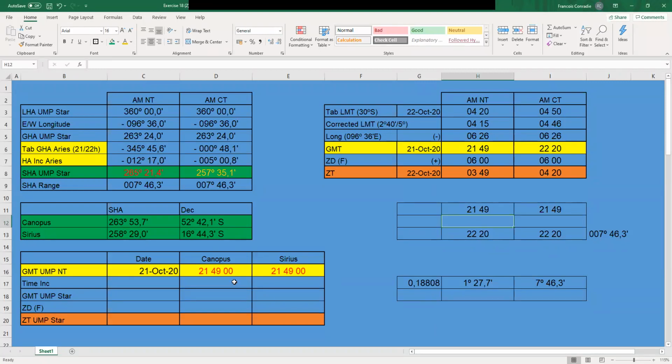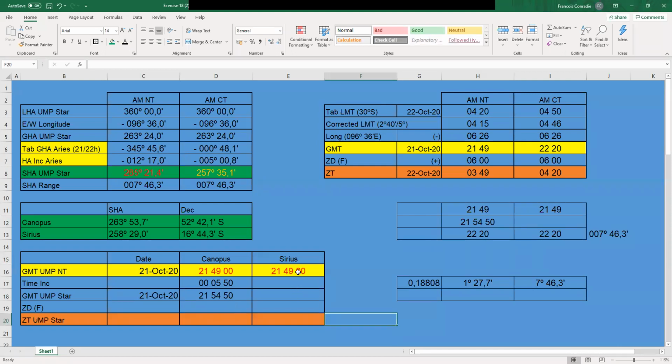So 5 minutes and 50 seconds, is that correct? Yes. Okay, so that means that the time interval is 5 minutes and 50 seconds. So that's 000550, which is added to that. And that's going to give you a time of 21:54:50, which will still be on the 21st.